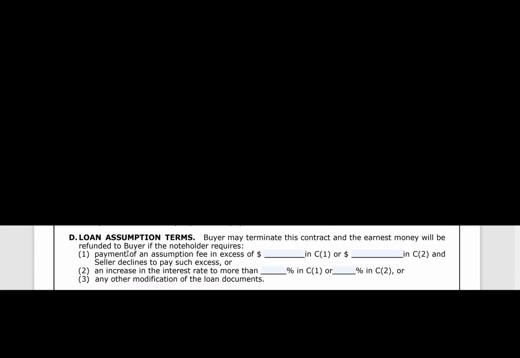D, loan assumption terms. Buyer may terminate this contract and the earnest money will be refunded to buyer if the note holder requires 1, payment of an assumption fee in excess of this amount in C1, or this amount in C2, and seller declines to pay such excess, or 2, an increase in the interest rate to more than this percent in C1, or this percent in C2, or 3, any other modifications of loan documents.